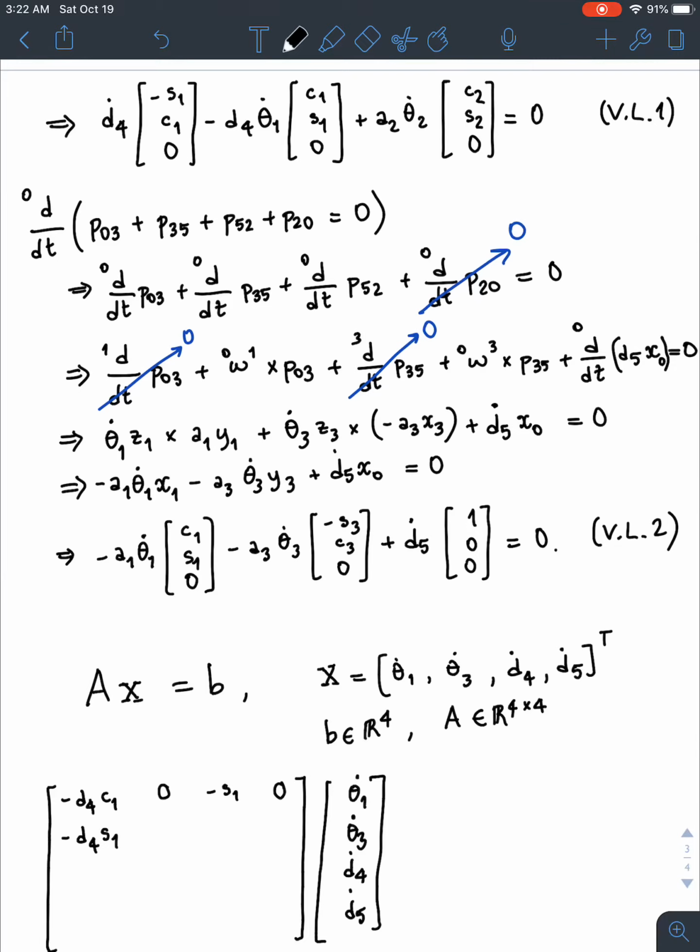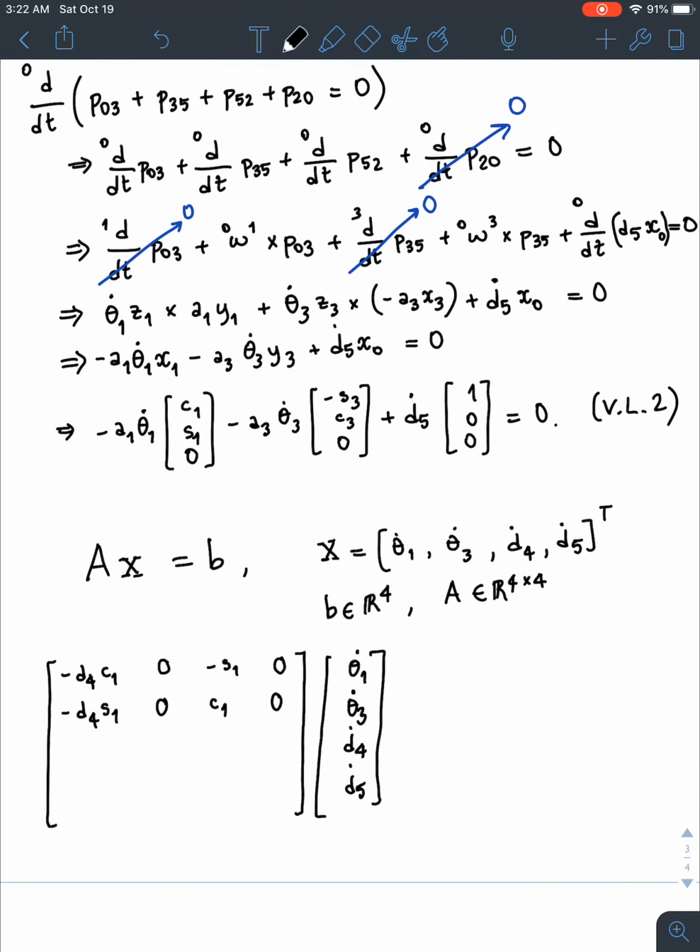Again, in that equation, I'm looking at what multiplies theta 3 dot. I see nothing, so another 0 comes in here. I'm looking at that equation, looking at what multiplies d4 dot. I see a cosine of theta 1. And what multiplies d5 dot is again 0. Okay, those are the first two equations.